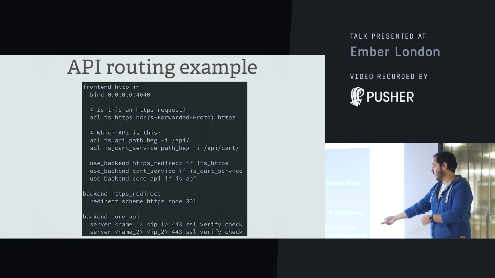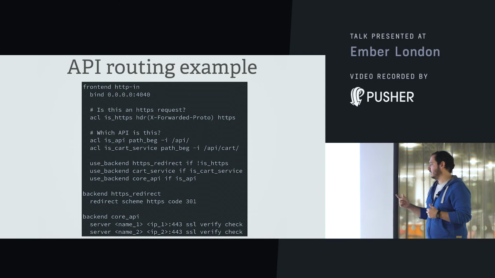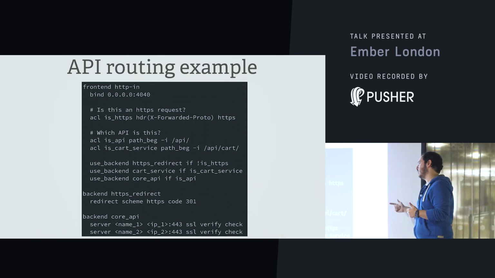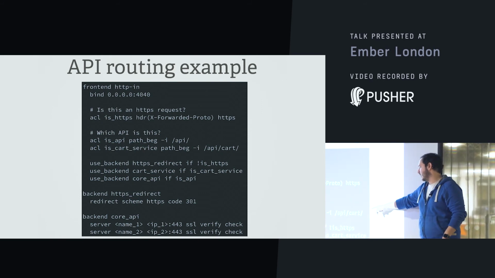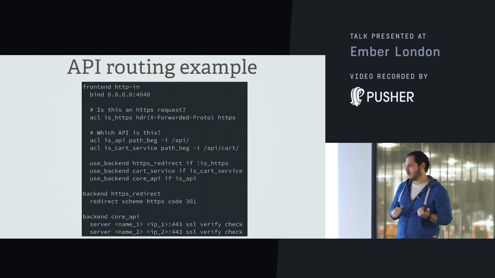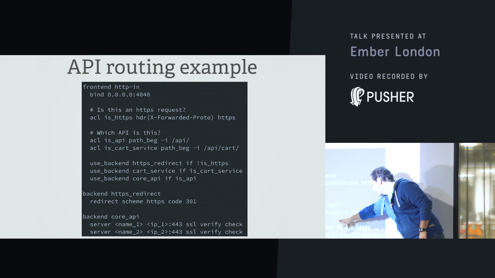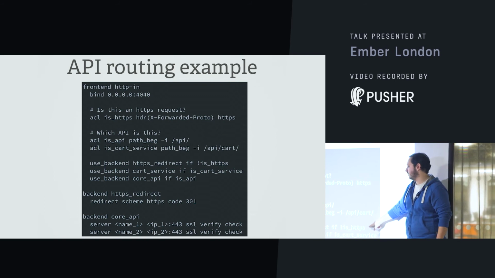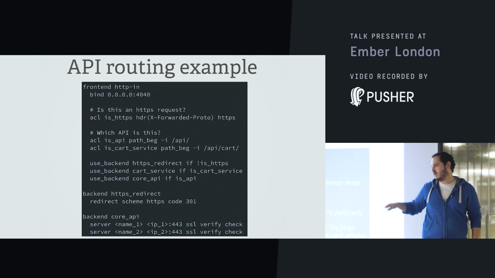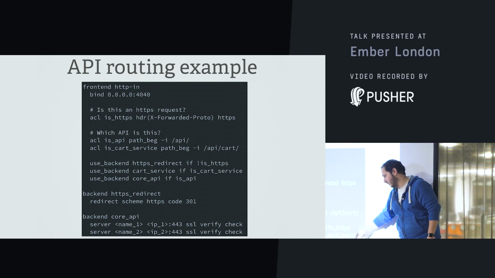Then we've got two more access control lists. One checks if the path begins with /API. If that matches, then is_api will be true, so we want to route to the core API. If the path starts with /API/cart, then we need to route to the cart service. Then we use the use_backend directive, which takes first the backend that we want to redirect to, and then our condition. So if this is not an HTTPS request, then I want you to use that backend. And anything after that is not going to be called because we're going to be using that backend.